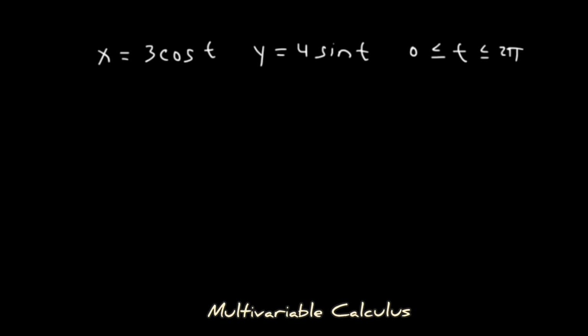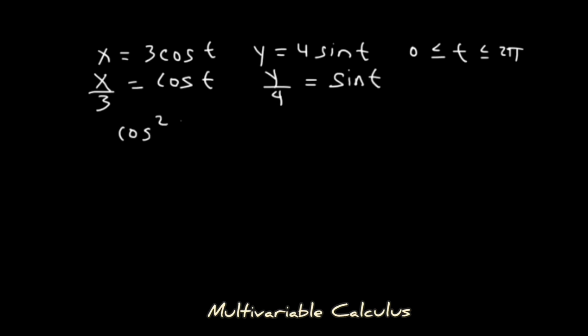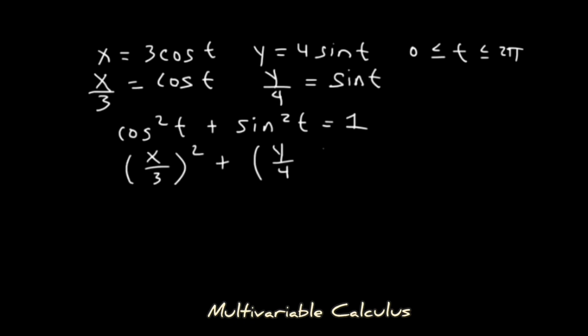So how is this question different from the last one? Well, just like before, let's isolate cosine and sine. So x divided by 3 is cosine t, and y divided by 4 is equal to sine of t. So starting with this expression, cosine squared plus sine squared is equal to 1. We have that x divided by 3 squared plus y divided by 4 squared is equal to 1.